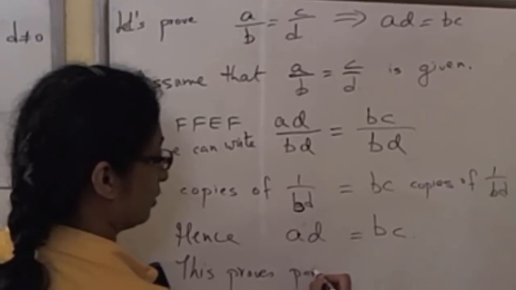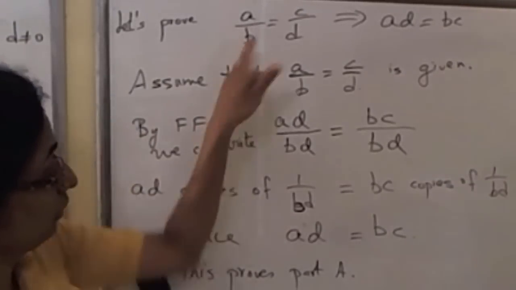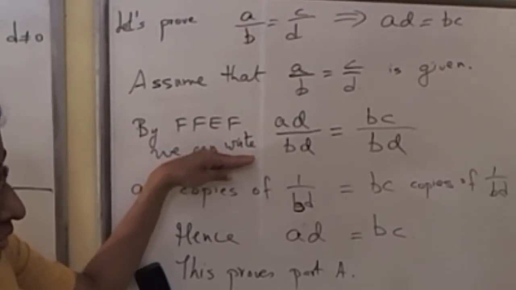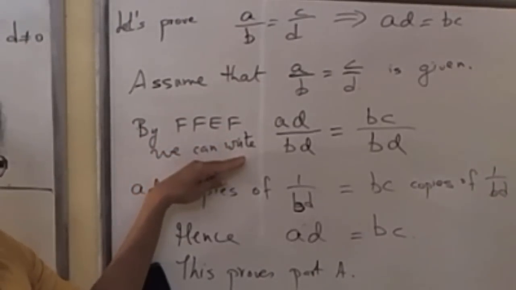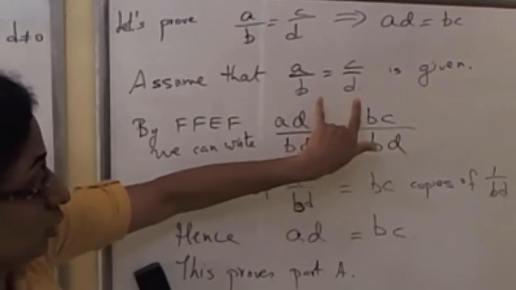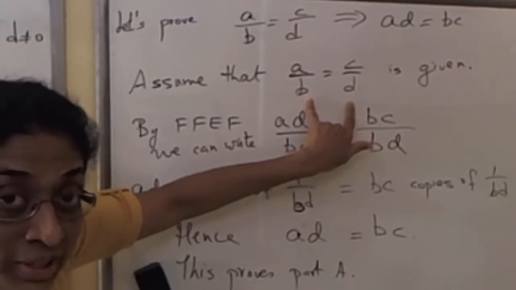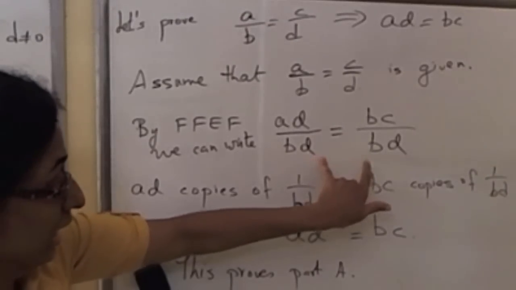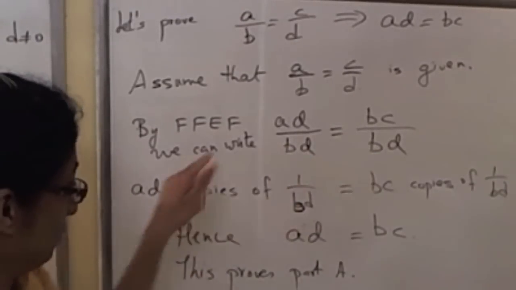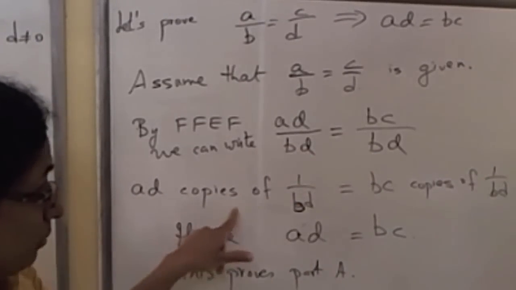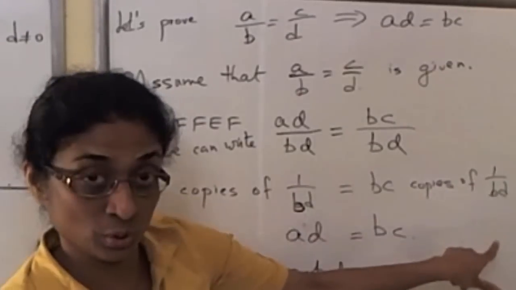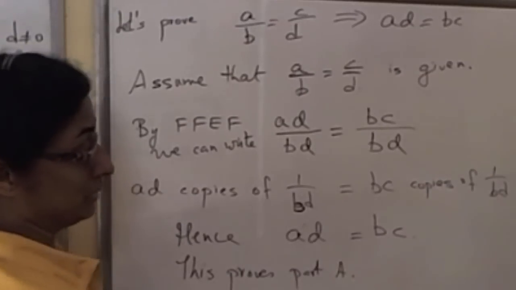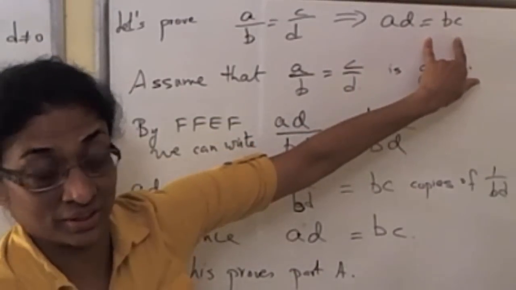part A. So what have we done here? We've started with this equation and we used logic, namely the fundamental fact about equivalent fractions two times, to rewrite this equation, or to replace this equation by another, equivalent equation. And then we interpreted this equation to mean this sentence: AD copies of 1 over BD is BC copies of 1 over BD. From there we used logic to say, well then AD would have to be BC.